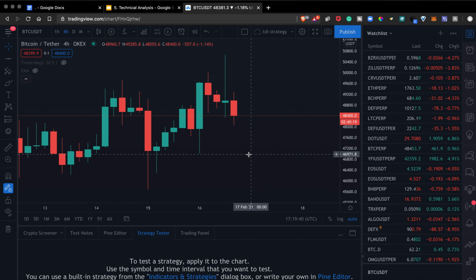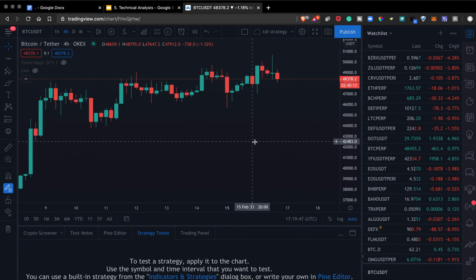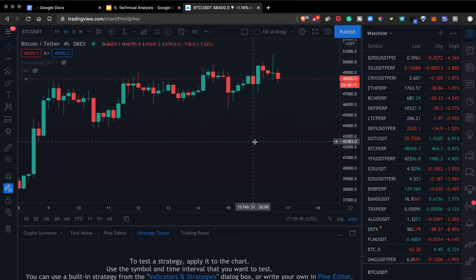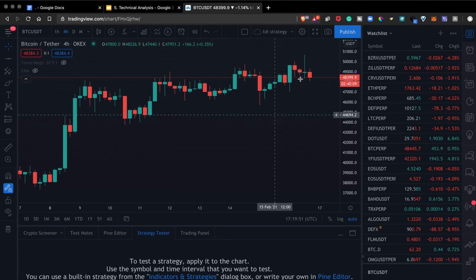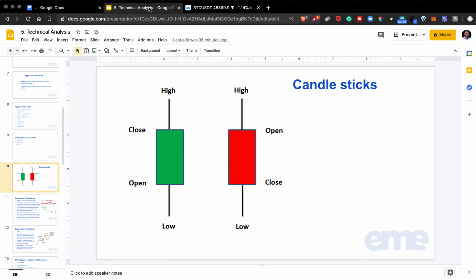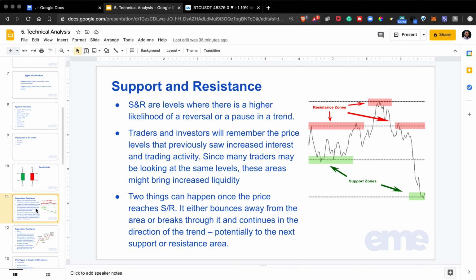In short, candlesticks is a course on its own that we're going to study in detail later. I just want to introduce you to them. Now we'll talk more about them in the future. So let's move forward. Support and resistance.